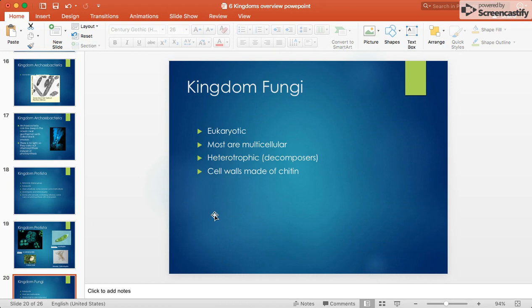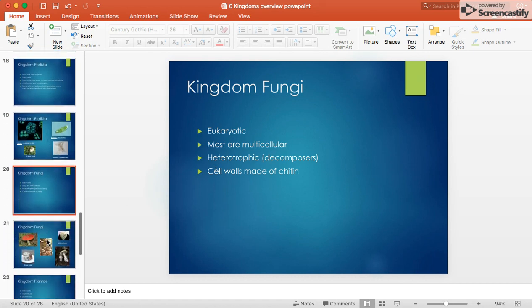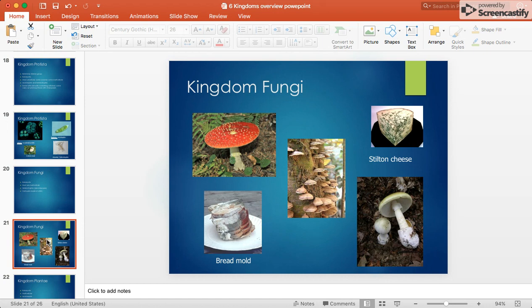Now, the kingdom of fungi. These are eukaryotic. Almost all are multicellular. They're heterotrophic. They're decomposers, and they have cell walls. So here's some beautiful fungi. We have bread mold down there. Leave your bread in the cupboard too long. And then we have just some different mushrooms, decomposers, different types there.